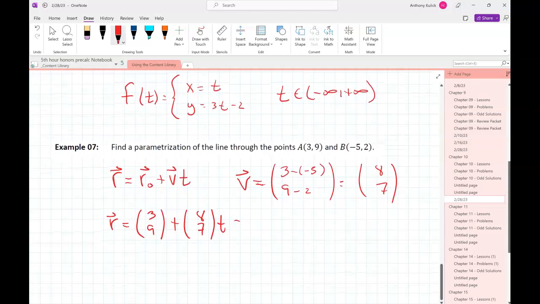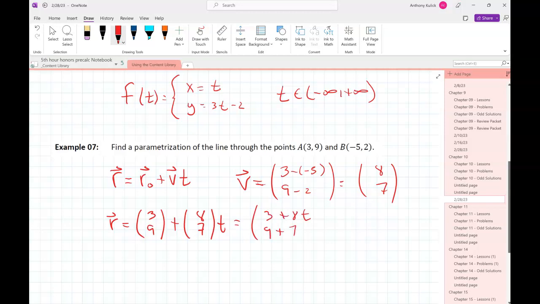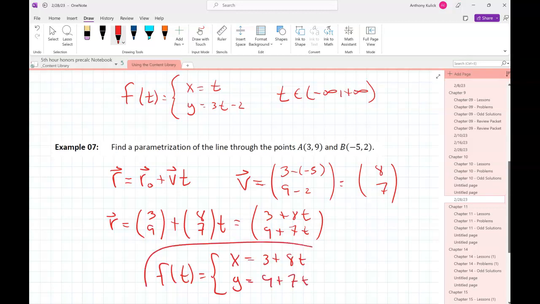Right? And if I just add those vectors and do the scalar multiplication, I'd say this, right? Guess what this is? That's a parametric equation, right? Done. Isn't it nice when something that we did from a previous chapter circles right back and it's immediately applicable to something else? That's awesome, guys.